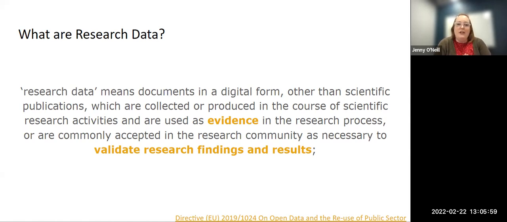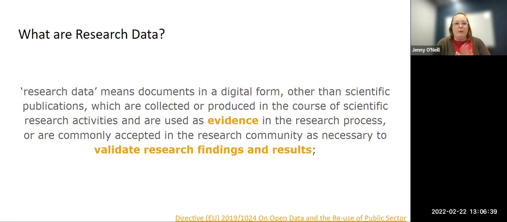Other than your scientific publications, so your publications are kind of the output of the research process. I want you to think about what are the inputs into that process. So what do you use as evidence? So thinking again of your publication as the output, what evidence are you basing your conclusions and your findings on? And what would you need to give to somebody else in order to validate the research findings and results that you're writing about in your publications? So bearing that in mind, what do you use as evidence and what is accepted within your discipline as necessary to validate research findings and results?